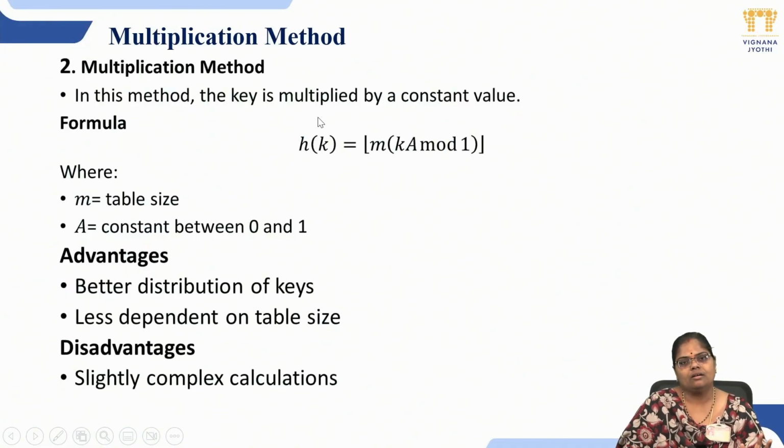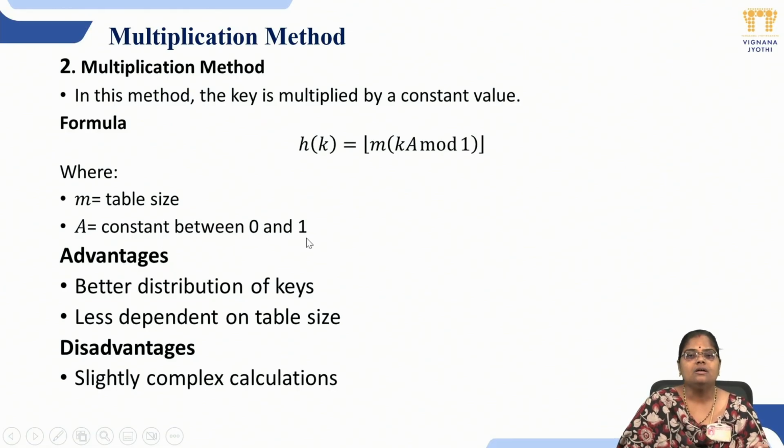The second hash function, which is very frequently used, is the multiplication method. In this method, the key is multiplied by a constant value. If we see the formula, h(k) = floor(m * (k * A mod 1)), where m is the table size as defined, k is a key value which is given as an input, and A is a constant value between 0 and 1.